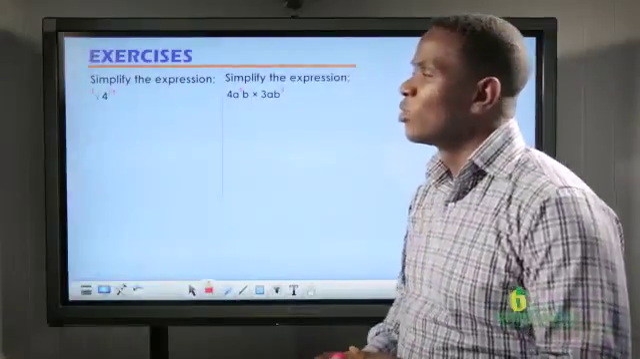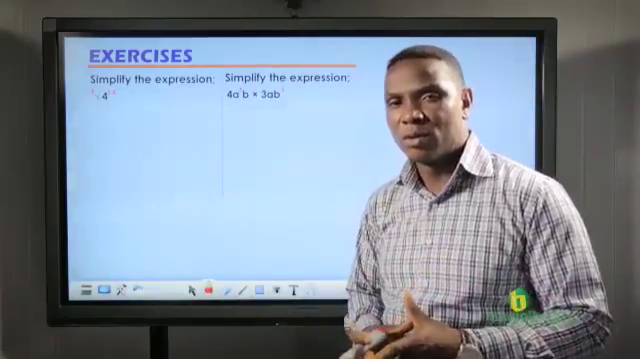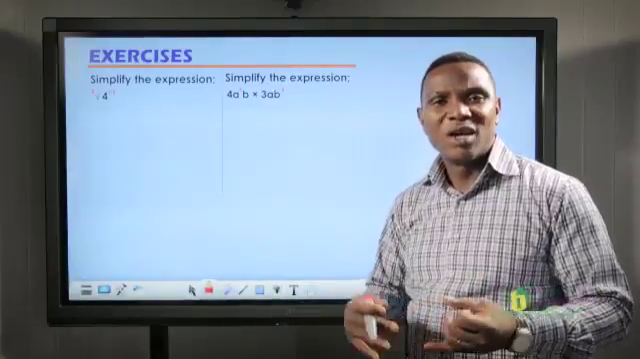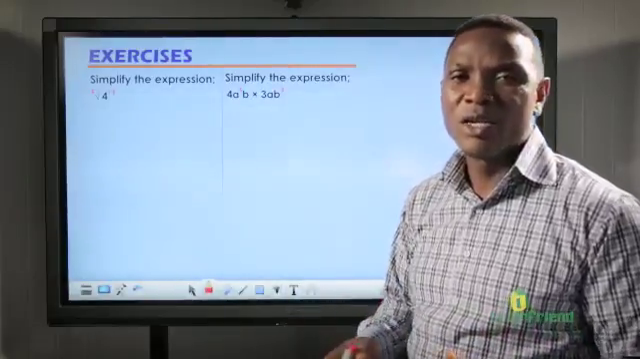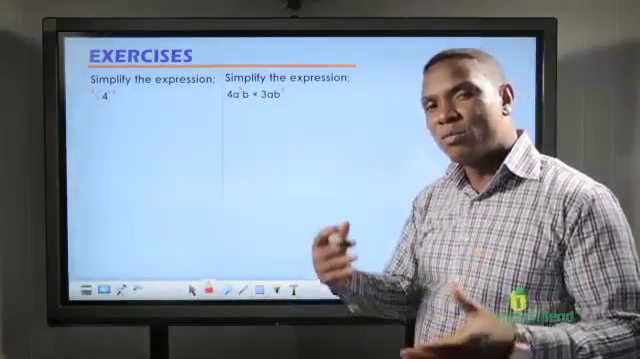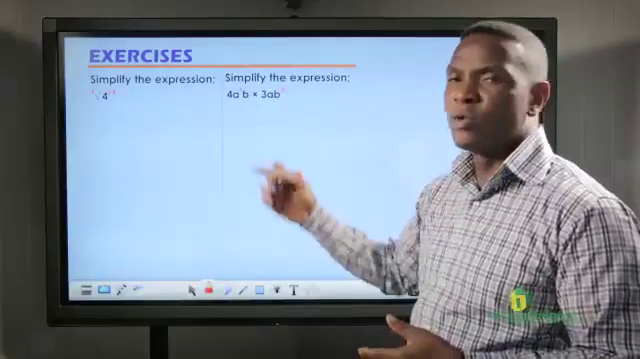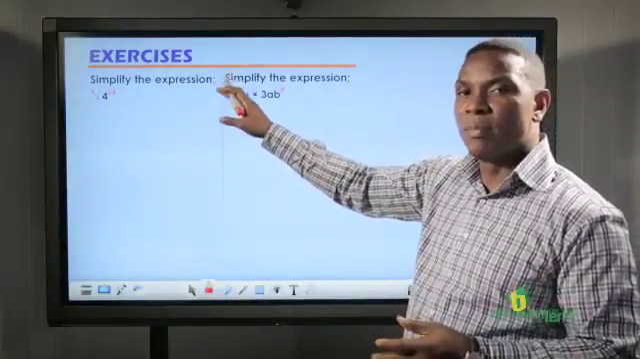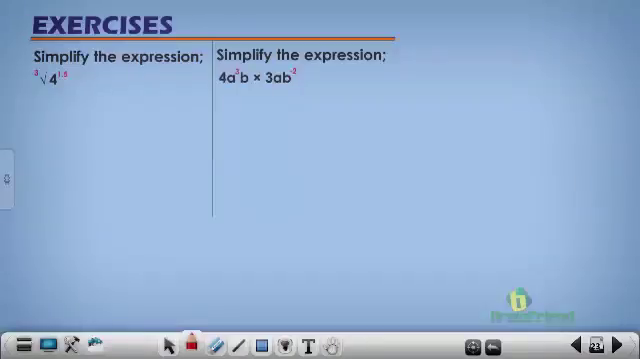Alright, so now we've looked at all the laws, from our product law to our quotient law to our zero index law to our fractional index law, and now we want to see if we've been able to catch up so far. Let's do some exercises quickly and let's see if we remember to apply such laws in our questions. Quickly, let's see this example. If you are given such a question to simplify the expression, what comes to your mind? How would you write this?